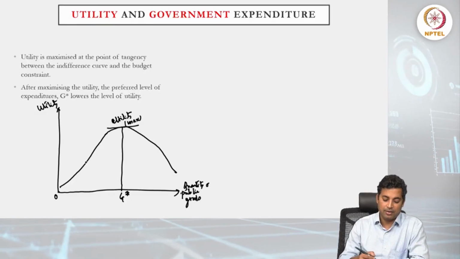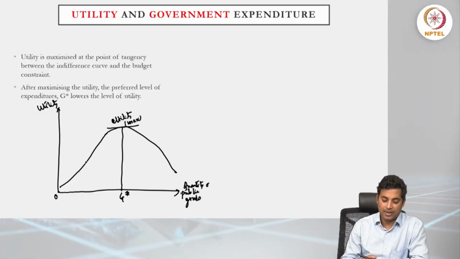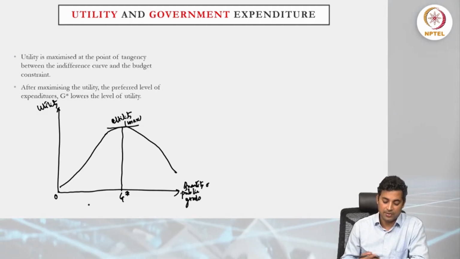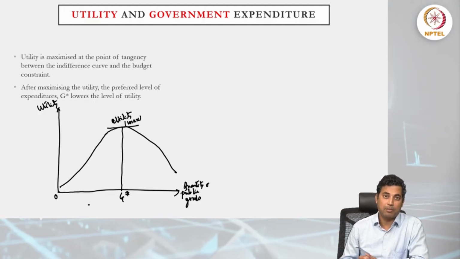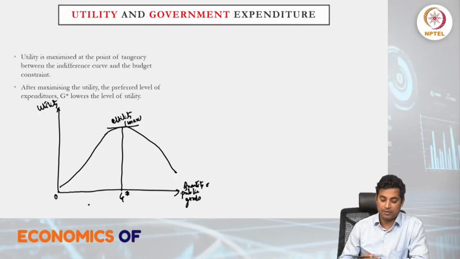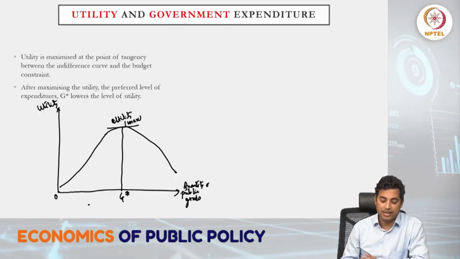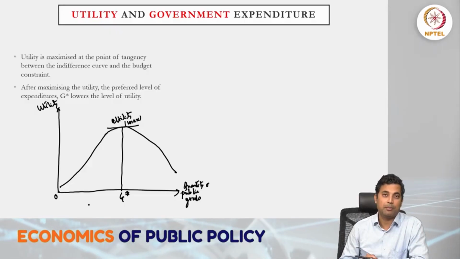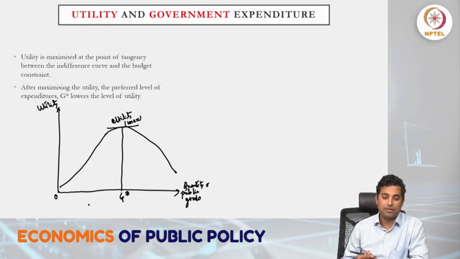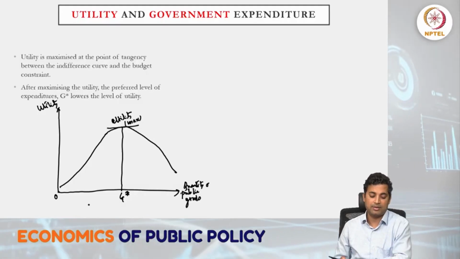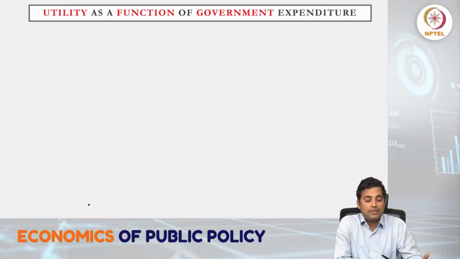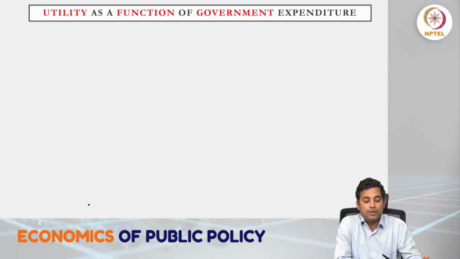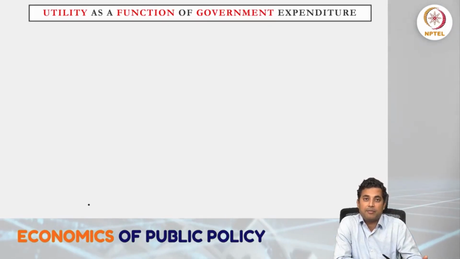So we know that as utility increases over the public goods, then obviously demand for the public goods will be increasing, and the quantity of public goods also will be more, and it will reach the maximum point, and then it will start declining. So now let's move to utility as a function of government expenditures.